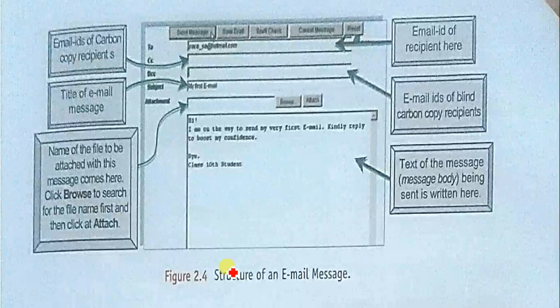This is also important. Here you address, CC (carbon copy), BCC, and then attachments. Here you can browse and attach. This is the email ID of the recipient, the email ID of the carbon copy recipient, this is the name of the file to be attached, and this is the message. The message is written here. This is the structure of an email.